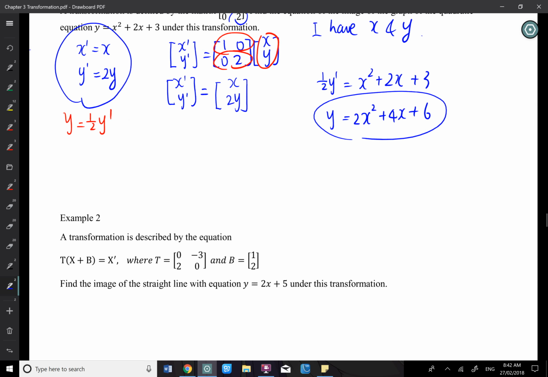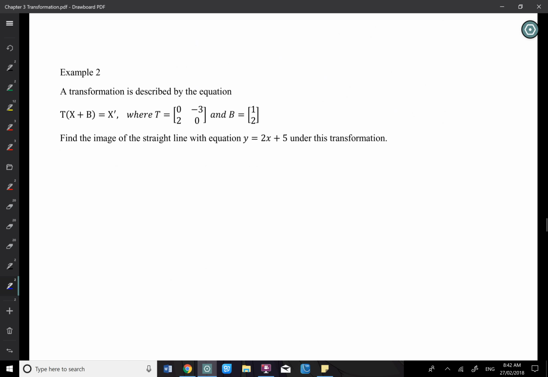So that's example 1. Have a look at example 2. Example 2 says a transformation is described by the equation. We always use capital letters to represent a matrix, as I said when we went through chapter 2, the matrix chapter. In this equation, x dash is x dash, y dash and x is x, y. So we can expand that.